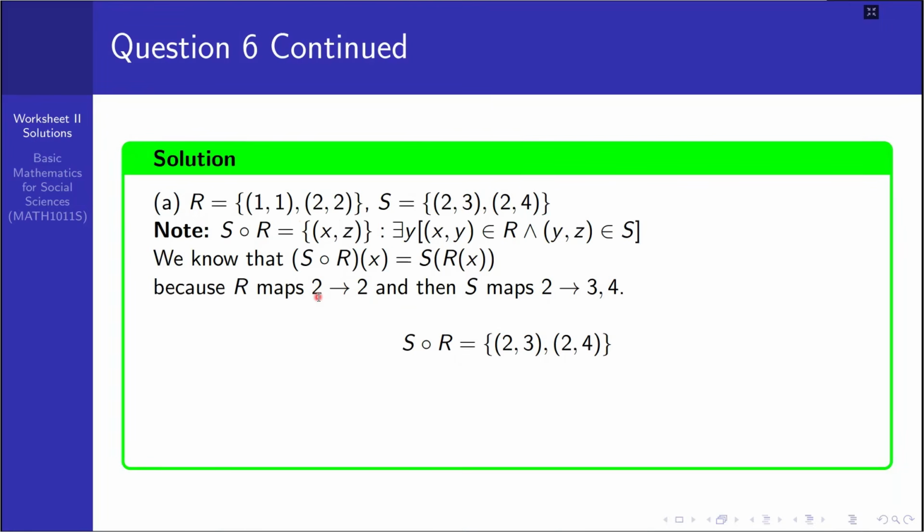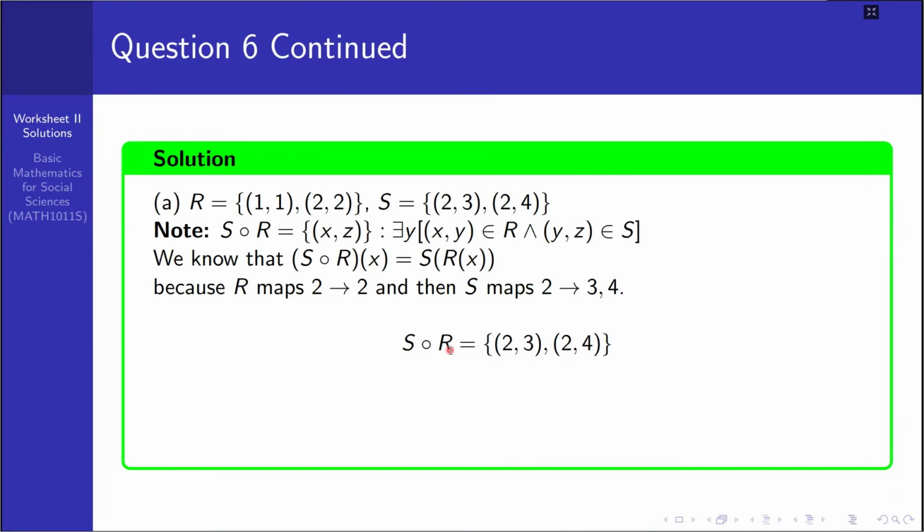The image of 2 under R could be this one, that simply 2 is mapped to 2, and then again the image of 2 under S could be 3, so that (2, 3) could be the element of S composed of R. Similarly, within R the image of 2 under R is 2 and the image of 2 under S is also 4, so that (2, 4) could be an element of S composed of R.